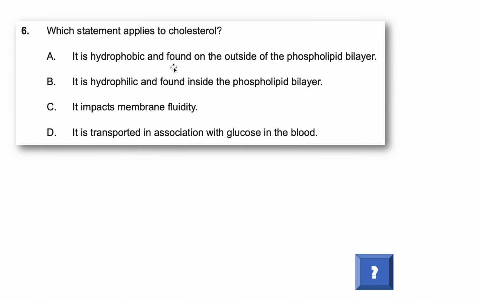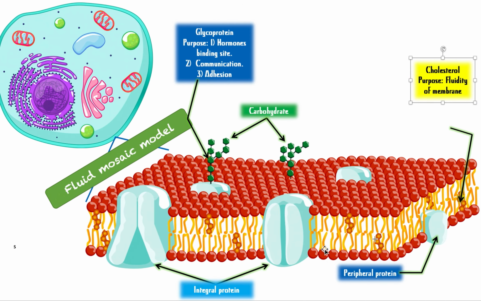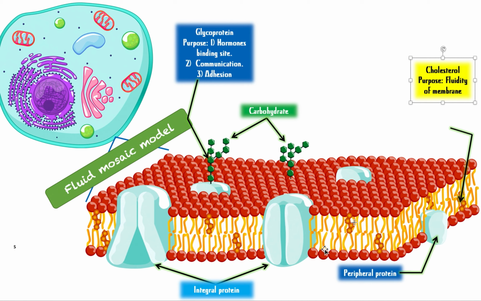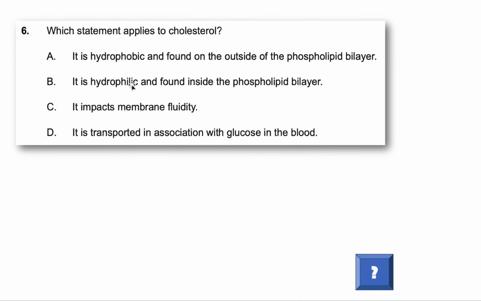Which statement applies to cholesterol? We learned about cholesterol before. This is this little molecule, this four hexagon shaped structure that is mixed in between the phospholipids. And what applies to this molecule? It is hydrophobic and found on the outside of the phospholipid bilayer. Is that true? No, right? It's found on the inside, right here. It is hydrophilic and found inside the phospholipid bilayer.